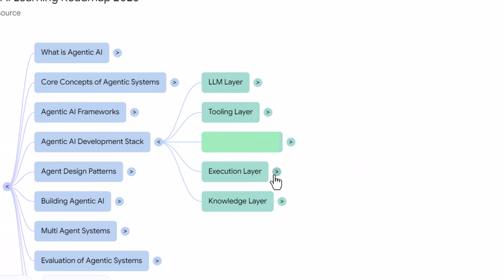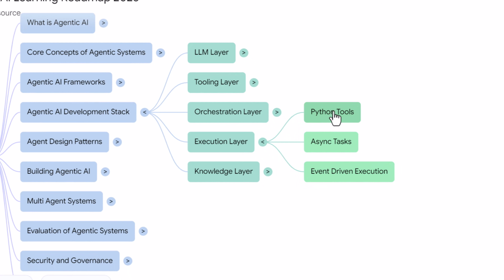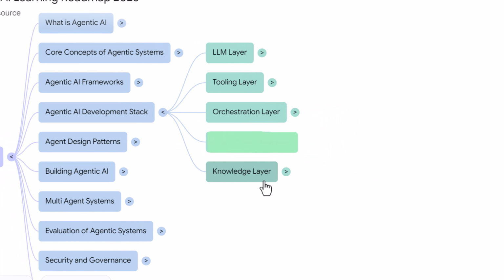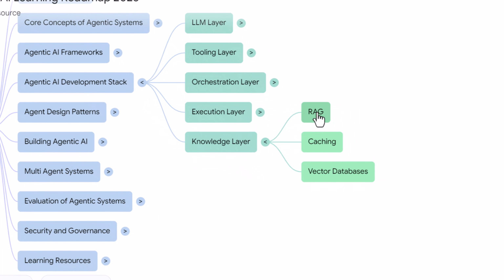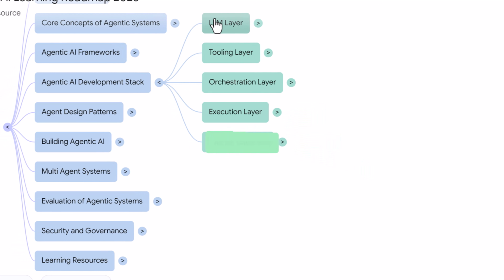After that is the execution layer, which performs actions using Python tools, asynchronous tasks, and event-driven functions. Finally, the knowledge layer enables memory systems through retrieval augmented generation, caching, and vector databases. These layers together create a complete production-ready agent system.